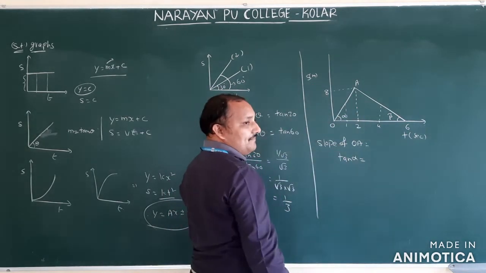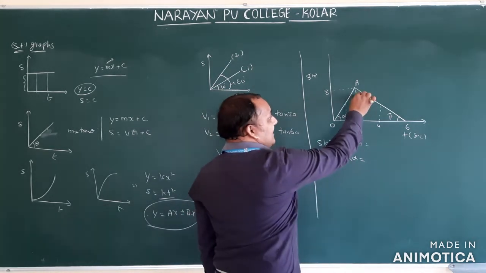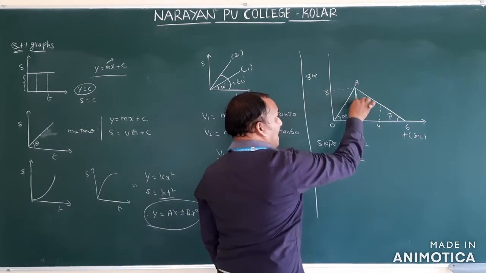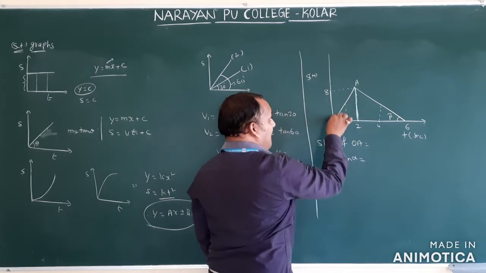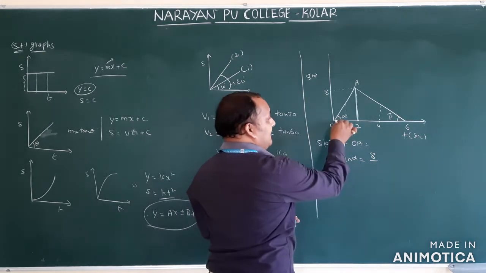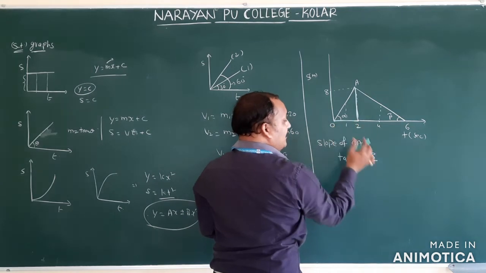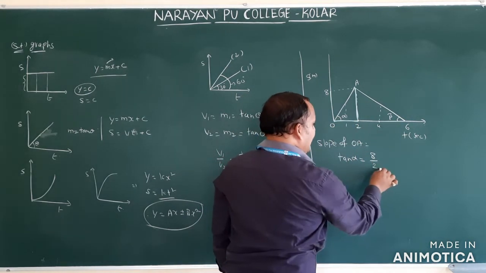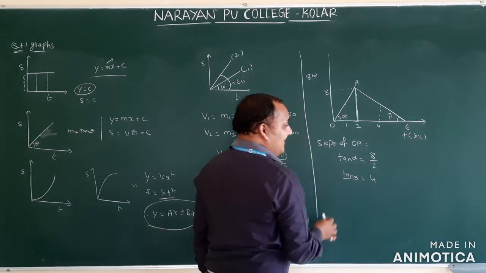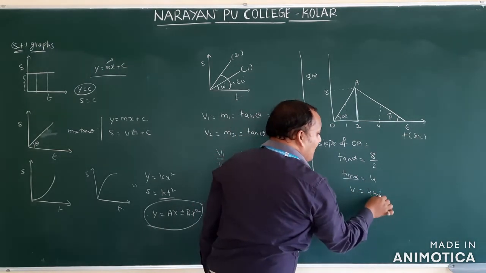Opposite side by what will you write? Adjacent side. Correct? So what is the opposite side here? This value. What is this value? 8 is divided by the adjacent side, which is this one. What is this value? 0 to 2. Therefore, we get 8 by 2. Then tan alpha is equal to 4. Here tan alpha means slope. The slope of the displacement time graph is velocity, equal to 4 meters per second.